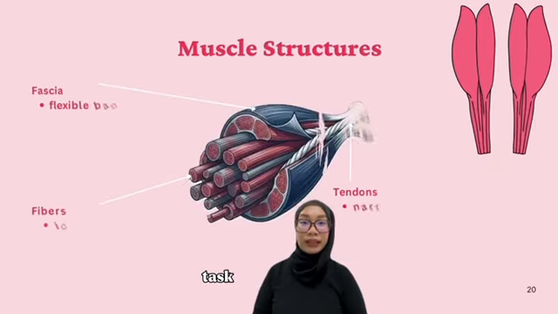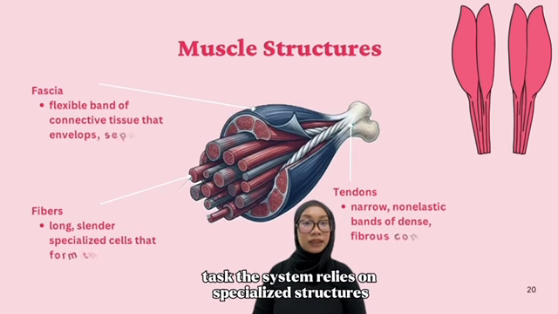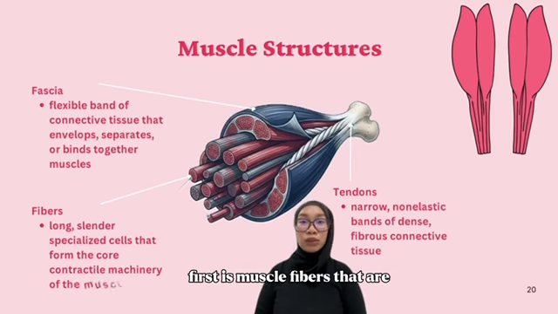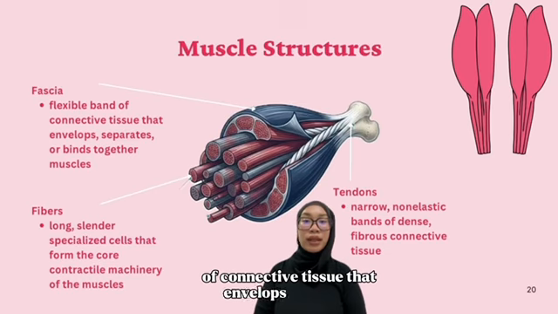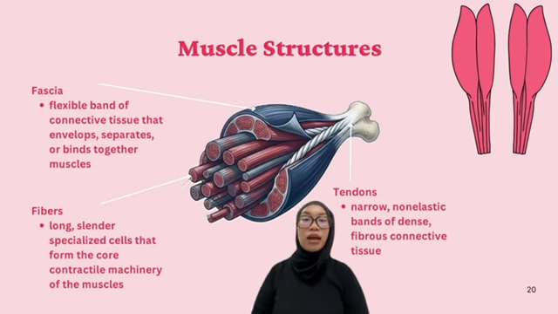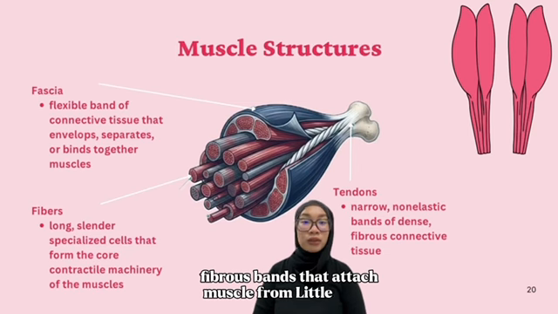To accomplish this task, the system relies on specialized structures. First is muscle fibers, the long, slender cells that constitute the muscle itself. These fibers are wrapped in fascia, which is a flexible band of connective tissue that envelops and binds muscle together. Finally, we have tendons, which are dense fibrous bands that attach muscle firmly to bones.